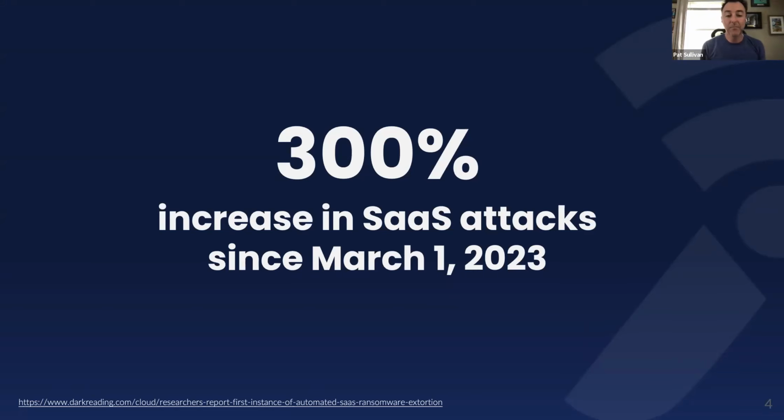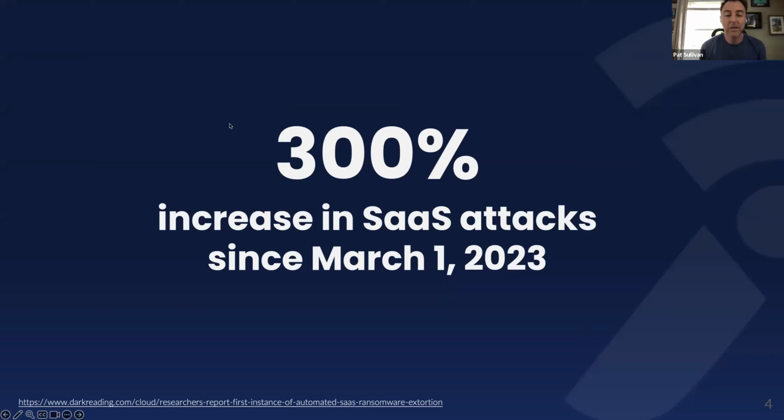Since March of 2023, there's been a 300% increase in SaaS attacks. That's not surprising to us, I think, on this side of the fence, because we see so much of it. But for the average regular person, this might seem a little daunting. It seems a bit high. And my big question would be why?